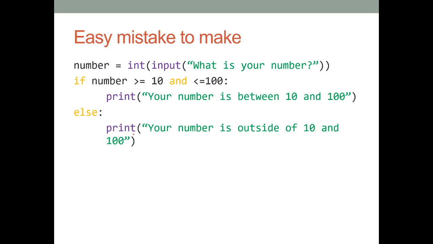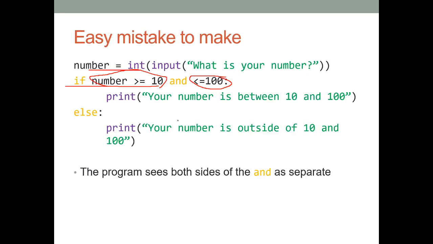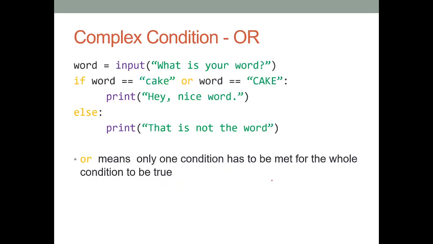A common mistake to make is if you miss out number. Now, I know it might seem like if number is greater than 10 and less than 100 should work. It doesn't. The computer is pretty thick, and the way it thinks is this bit here is a separate condition. And then this bit here, it can't even see it. So it thinks nothing is less than or equal to 100. Something will happen, it will error, actually. So you've got to be careful with that. If you get an error with this type of stuff, that's the very first thing I would check. Like I said, it sees both sides as separate.